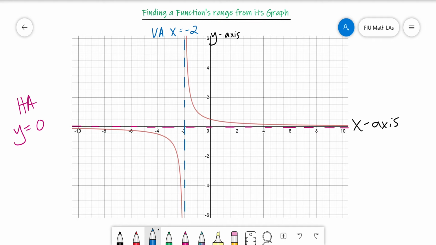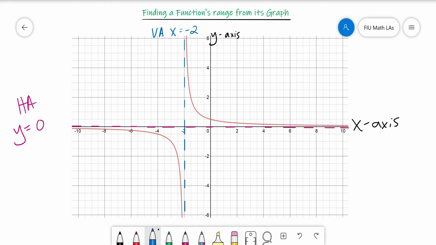So in the graph that I have here, our vertical asymptote is labeled in blue at x equals -2. As a reminder, we can never cross a vertical asymptote. The other asymptote, our horizontal asymptote off to the left, is labeled in pink as y equals 0. And as a reminder here, we can cross a horizontal asymptote.